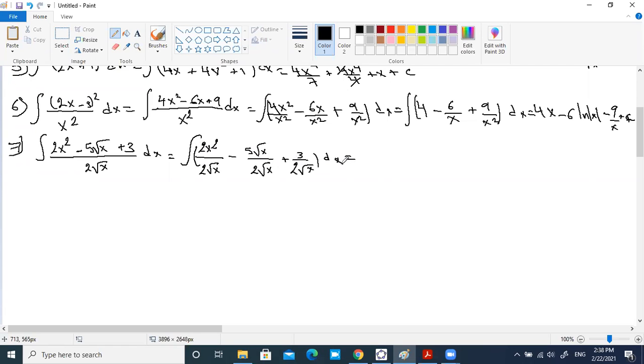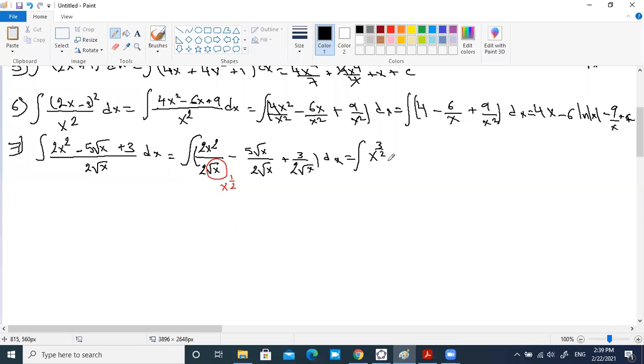Which is equal to: you want to convert the 2 radical x into 2x to the power 1 over 2. This radical x, write it x to the power 1 over 2. Then x to the power 2 over x to the power 1 over 2. You subtract the exponents, you get x to the power 2 minus 1 over 2, which is 3 over 2. And to simplify, the 2 with the 2 cancel out each other.